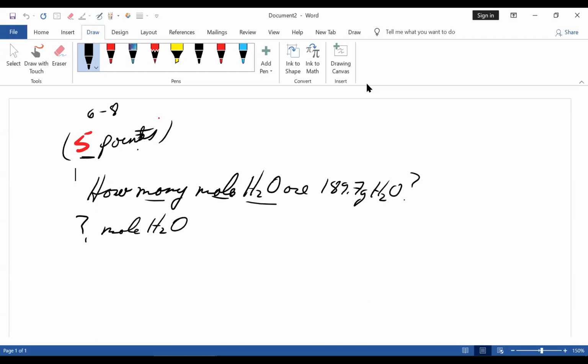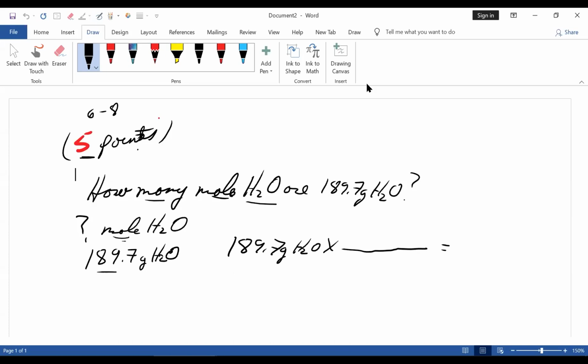All right, next, what are you given? You're given how many grams of water? Now, there's only one number we can start with, and it's important to put the units and the molecule. And if I can convert this with some magic ratio, what units do I want my answer to be in? And that's moles of water.